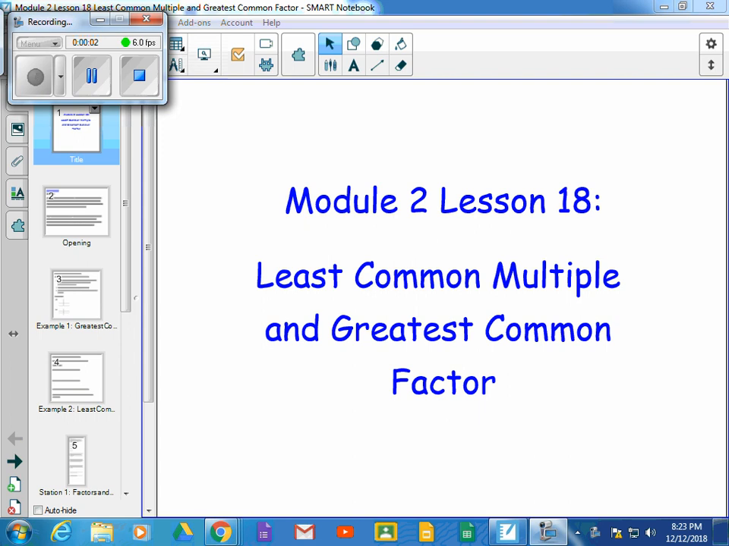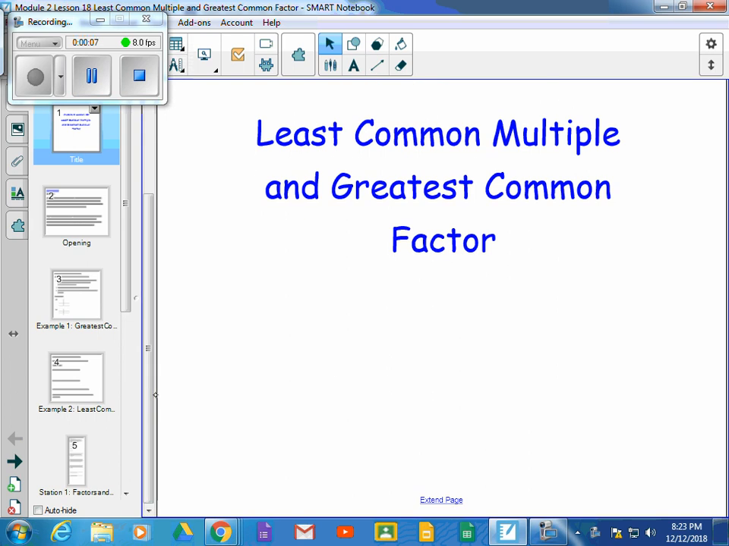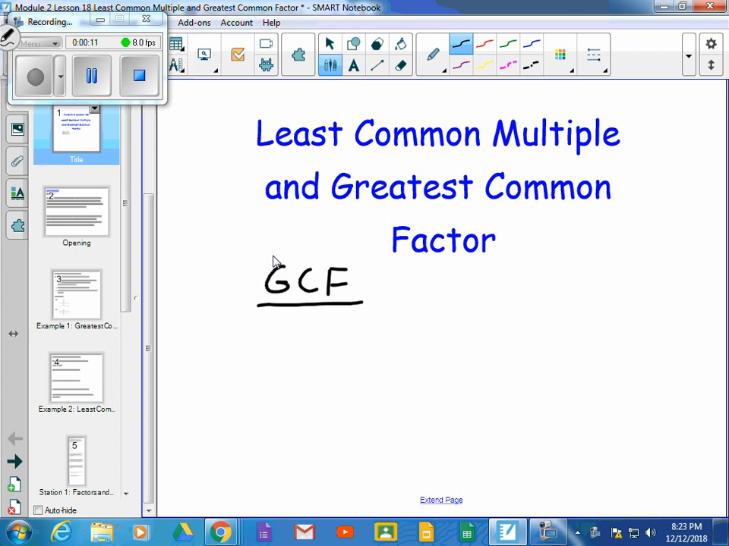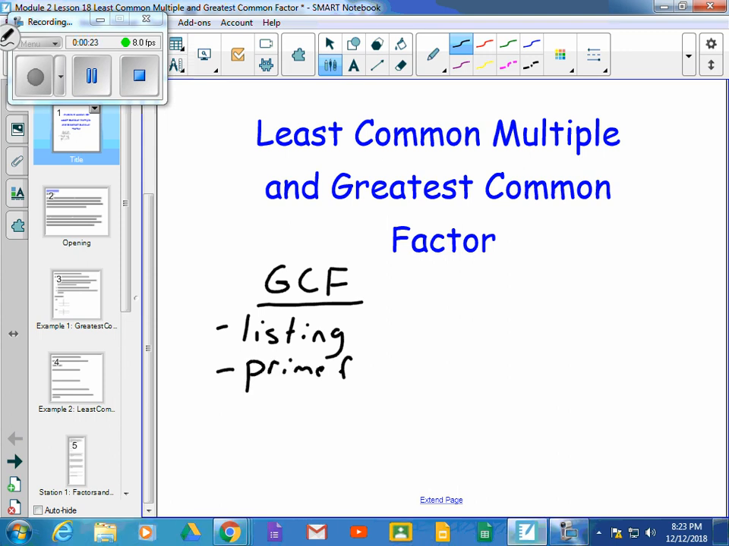On videos A and B, we talked about greatest common factor, and we focused on two different processes in order to find the greatest common factor. You could list factors, find the common ones, and then find the greatest of those common ones. And then we can also use the prime factorization method, where we're factorizing all of the numbers into their prime factors and then multiplying common prime factors.